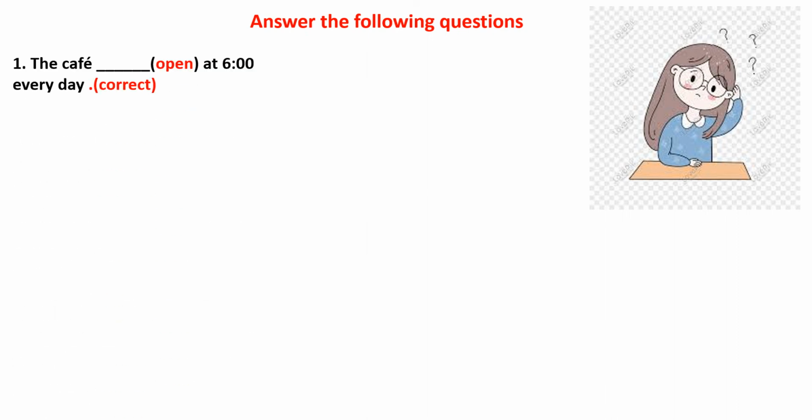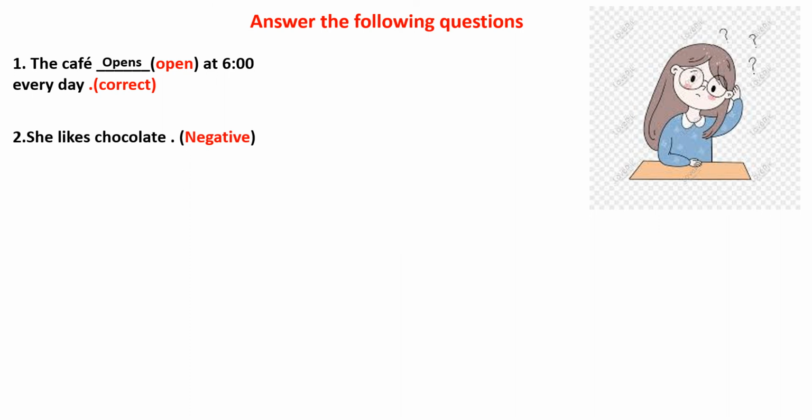So now this quiz is for you. I want you to answer these questions. Number one: the cafe opens at 6 o'clock every day. Correct. We have every day. في كل يوم تفتح المقهى الساعة 6. Opens. Very good, because we have the cafe, singular. لذلك لازم نخلي الفعل S.